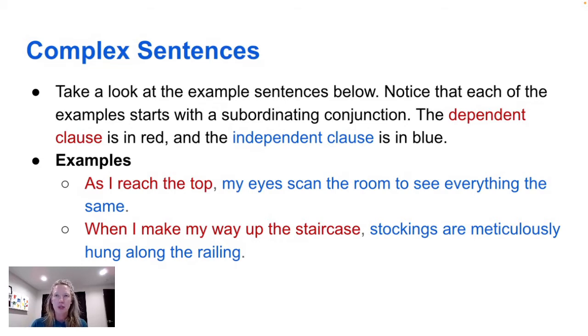The example that you see up on the screen is from the memoir vignettes writing unit that I use, and it just starts with, "As I reach the top, my eyes scan the room to see everything the same. When I make my way up the staircase, stockings are meticulously hung along the railing." So students are seeing complex sentences from the mentor text, and then they get a chance to write sentences in that style for their memoir vignettes and practice it.